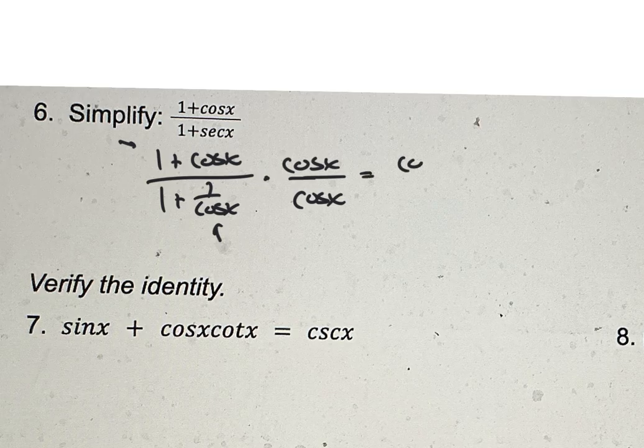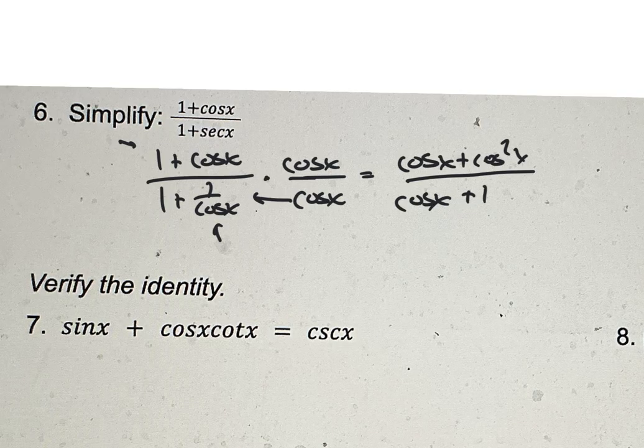All right, so I get this. I get cosine x plus cosine squared on the top. When I do the denominator, I get cosine x times 1, which is cosine x. And when I do cosine x times that second term, the cosines cancel. I just get plus 1.